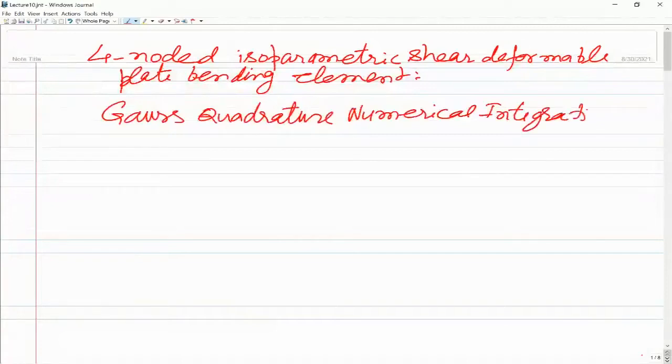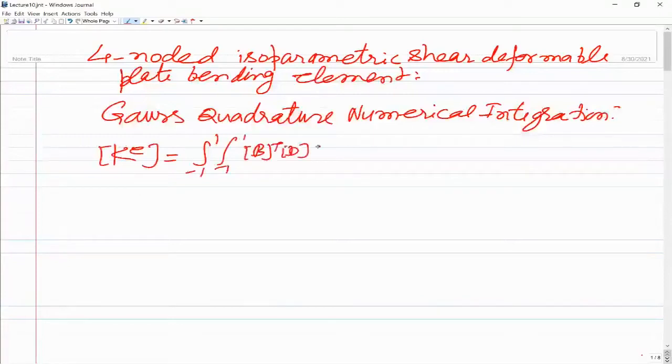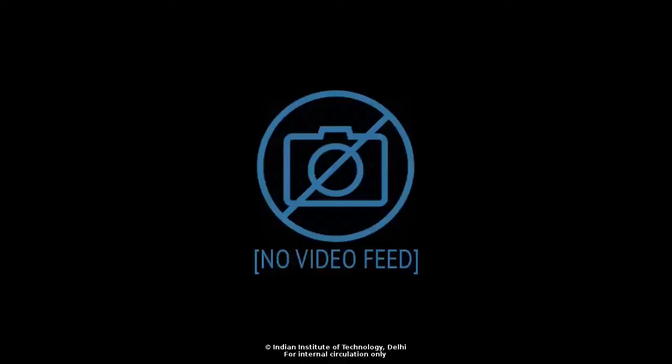So the integrals are evaluated numerically, and for that purpose, if you look at this Ke, which in the last class was defined as integration from -1 to +1, then we had B transpose D B into determinant of Jacobian matrix d xi d eta, plus we had integration -1 to +1, -1 to +1 Bs transpose E.